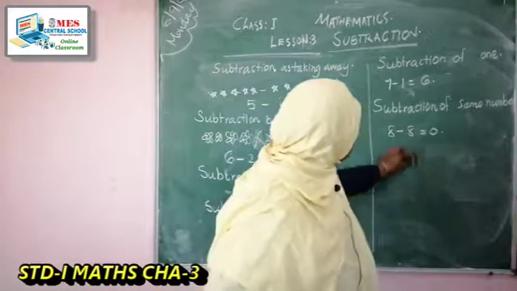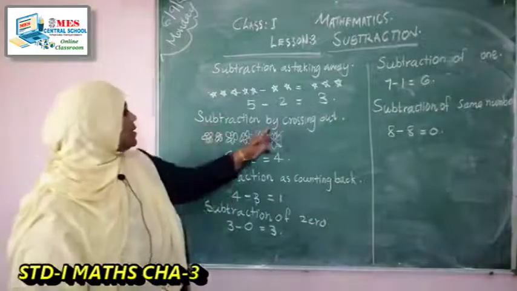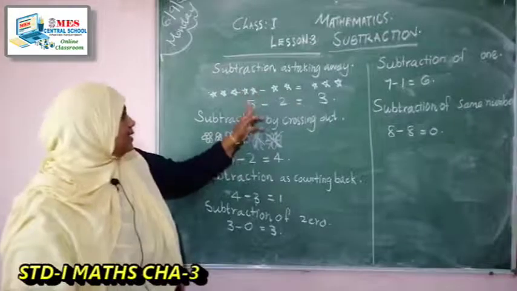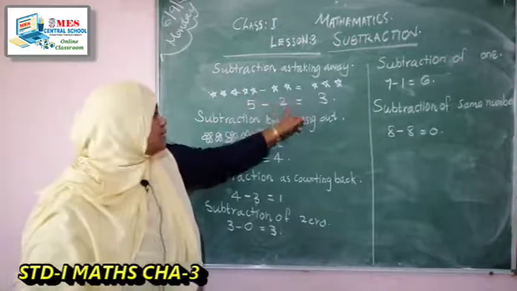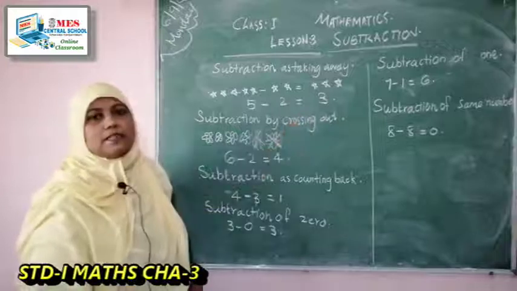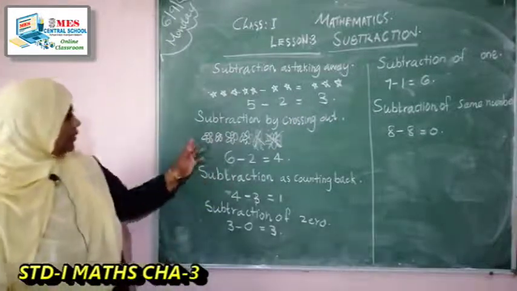Now how do we do this subtraction? First of all, subtraction by crossing out. Take and away, that is what we are seeing here. 5 minus 2 is equal to 3. Then by crossing out, what is crossing out? We want to cross out. For example, here you can see flowers.